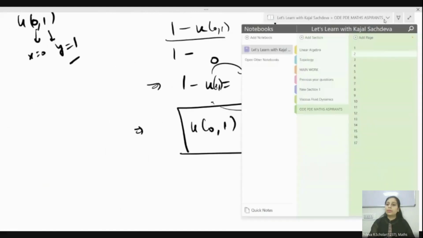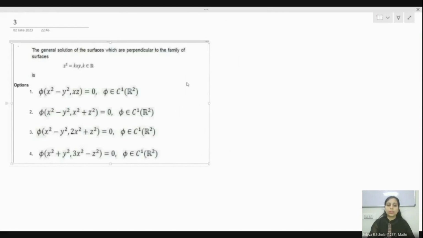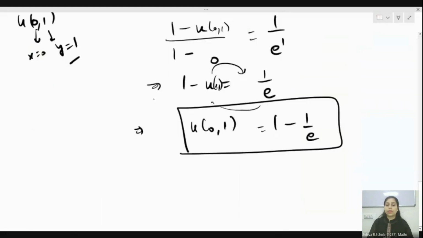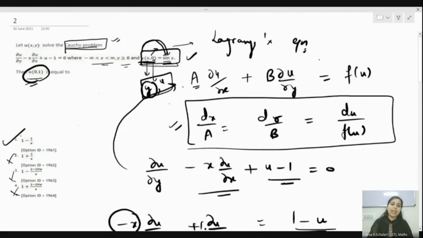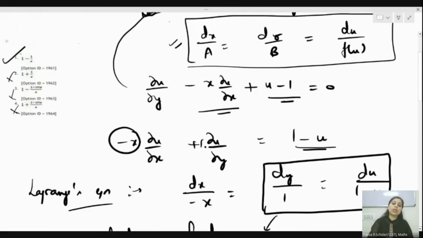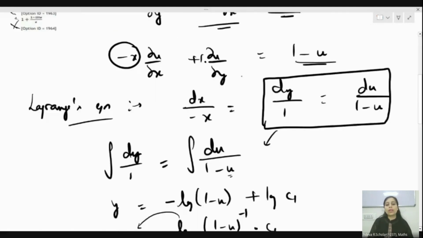Let's take another problem. Again, a similar type of problem, but different from the previous. Find the general solution of the surfaces which are perpendicular to the family of surfaces z squared is equal to kxy. Here we are to find the general solution. If the same was asked in the previous question, find the general solution of this equation. So what we can do here, from the first two equations we find one, and from the other two we find another.